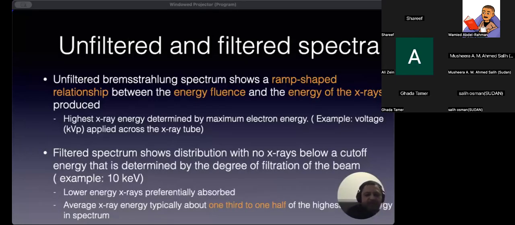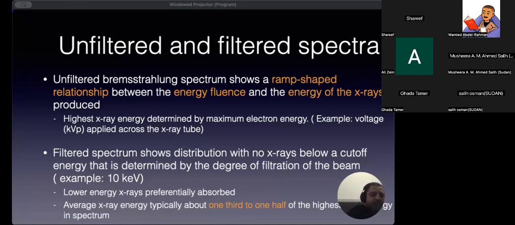So, unfiltered and filtered spectrum. The unfiltered Bremsstrahlung spectrum shows a ramp shape, or a straight line. It's a relationship between the energy fluence and the energy of the X-ray produced. The highest X-ray energy is determined by the maximum electron energy.